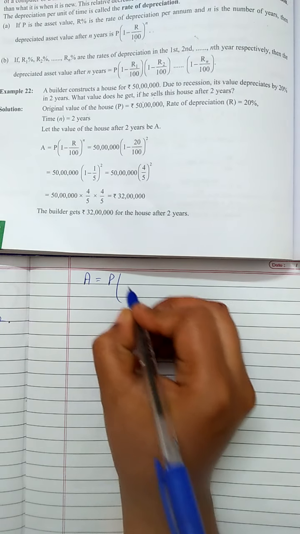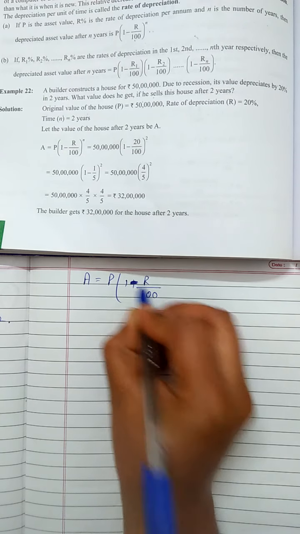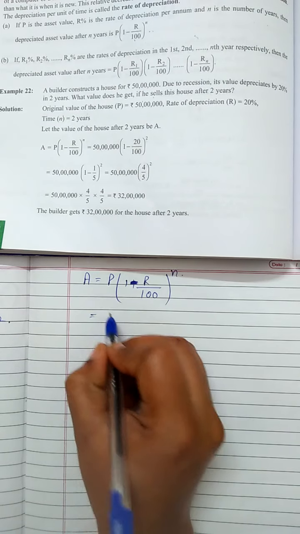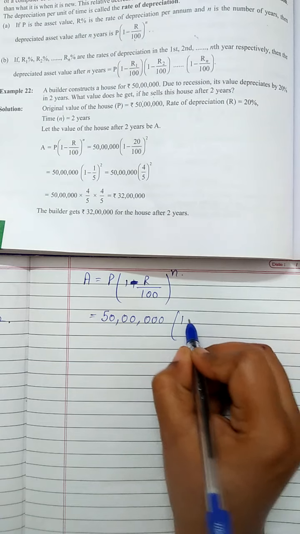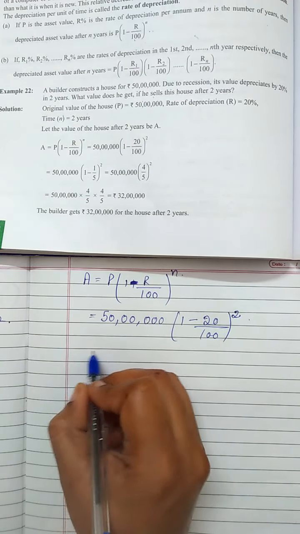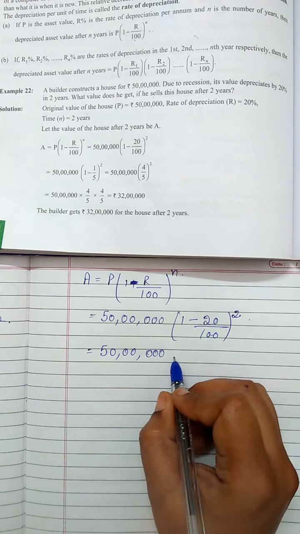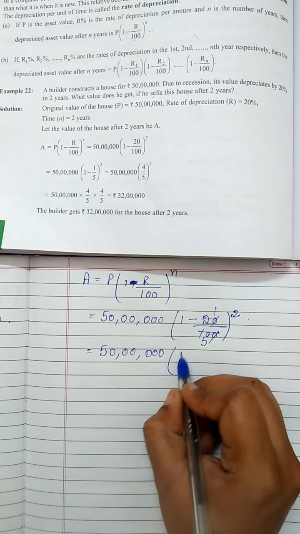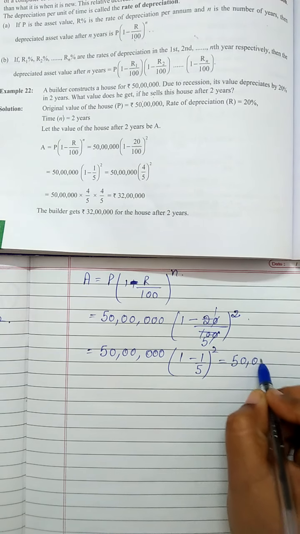So the formula is amount is equal to principal into (1 minus rate upon 100), 1 minus, okay, here the sign of minus, raised to power n. So as you know, now the principal is 50 lakh, the rate is 20 upon 100 and n is 2. So 50 lakh, 0 cancels with 0, 1 upon 5, 1 minus 1 upon 5 raised to power 2, which is equal to 50 lakh.